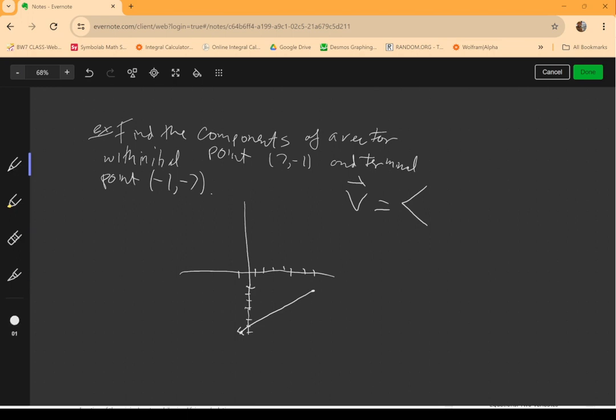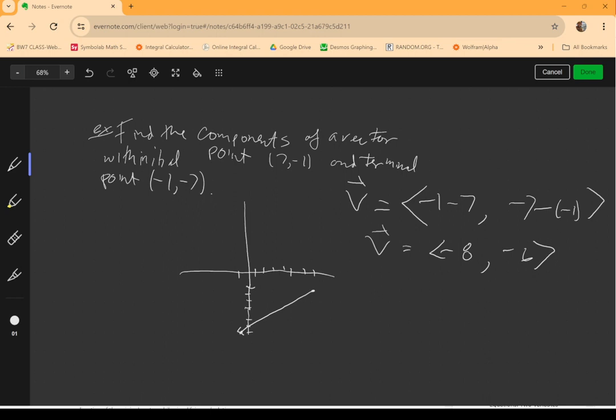Okay, so here, -1, -7, and -7 minus the -1. All right, so simplifying this, we get our vector v to be -8, and then -7 plus 1, -6.